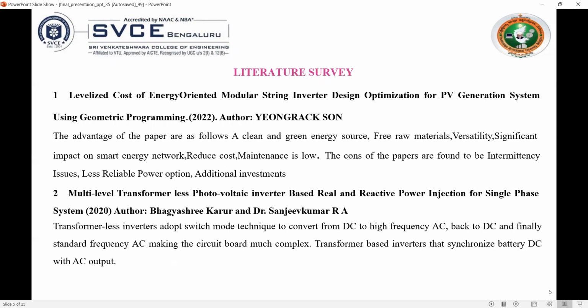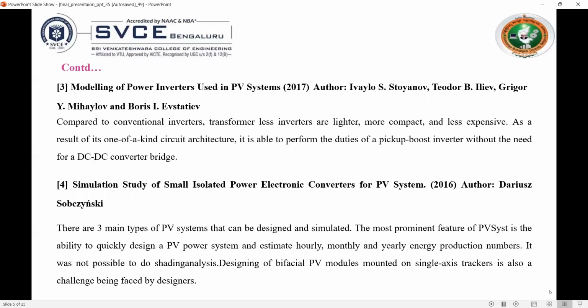Coming to the next paper, which is Multi-level Transformer-less Photovoltaic Inverter-based Real and Reactive Power Injection for Single-phase System, published in 2020. Transformer-less inverters adopt a switch mode technique to convert from DC to high-frequency AC, back to DC, and finally to standard frequency AC, making the circuit board much more complex. Transformer-based inverters synchronize battery DC with AC output.